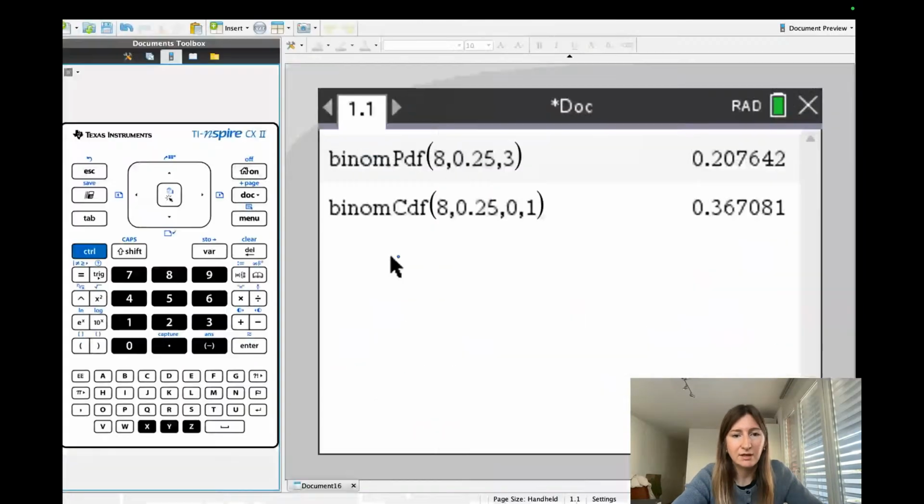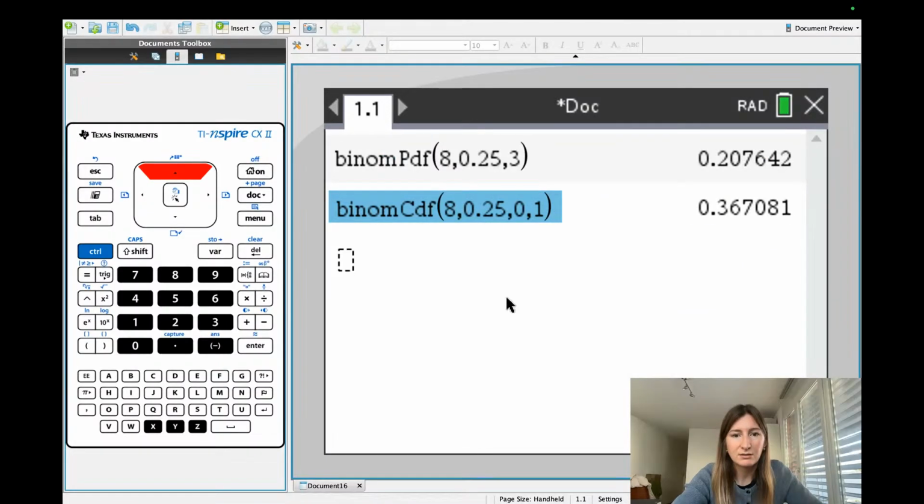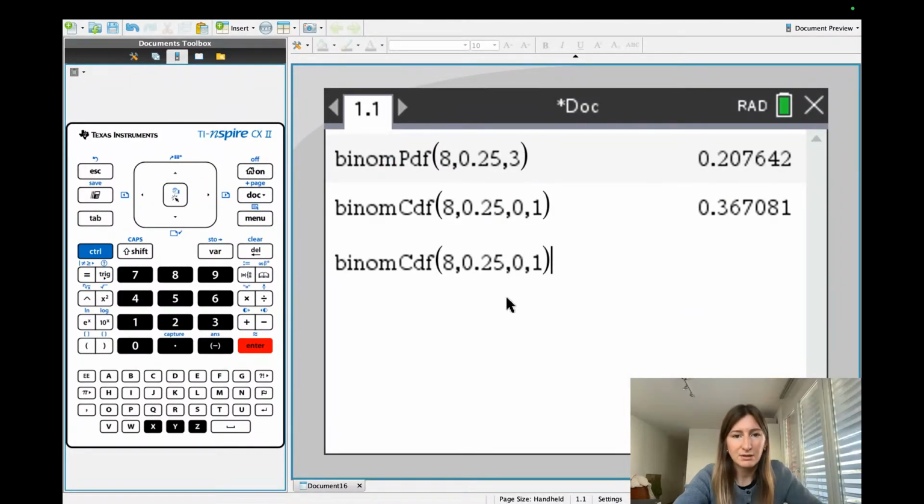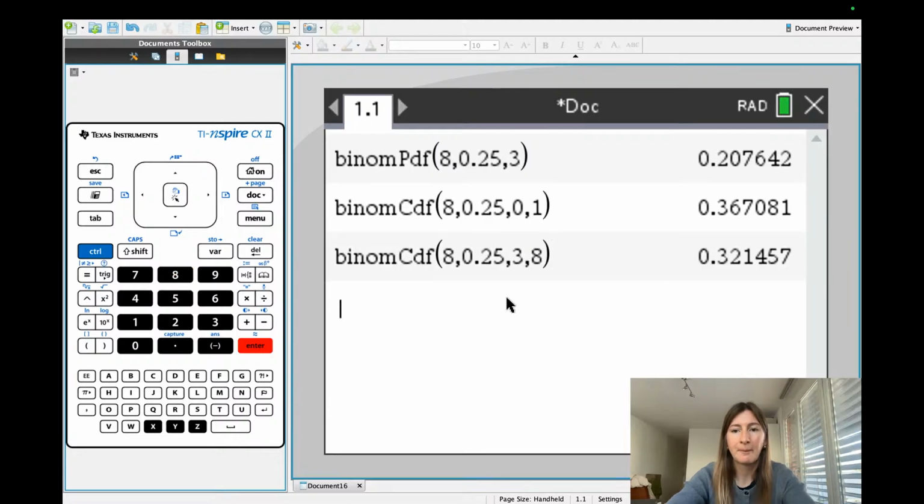Now, a little shortcut that you can do is scroll up to that. You don't have to go through the whole menu again, because you've already typed it. So we have binomial CDF, just double check. Yes, my number of trials was 8. My probability was 0.25. And I now wanted to go from 3 to 8. So I just need to change those 2.